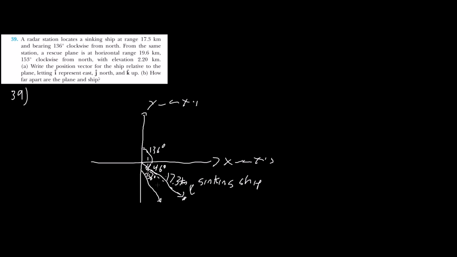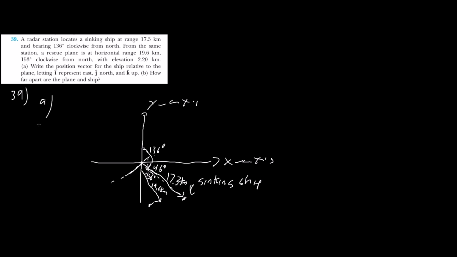And that's with a horizontal range of 19.6 kilometers. So this is going to be 19.6 kilometers, and the elevation is going to be 2.20 meters. So that means this elevation here, which is kind of hard to draw, is going to have some height embedded in there. All right, let's actually answer the question.